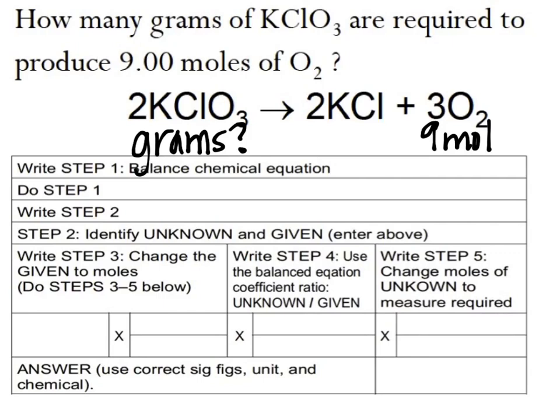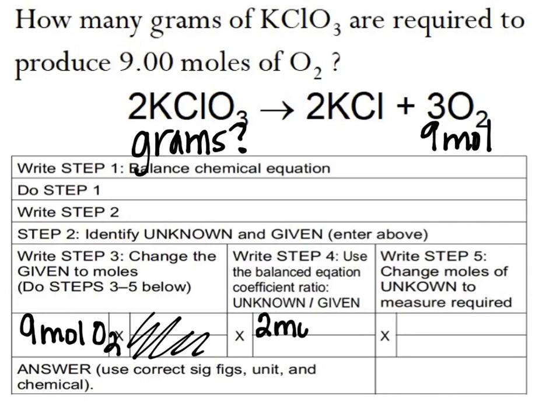Okay, so what's our first step? We are in moles. So our first step is we're just going to go ahead and write down 9 moles of O2. We're already in moles, so we don't need to convert it. So now that we're in moles, we go to the mole ratio. And what is that ratio? What's on top? Unknown. And that number in front of it is 2. And on bottom is our given, and that is 3.